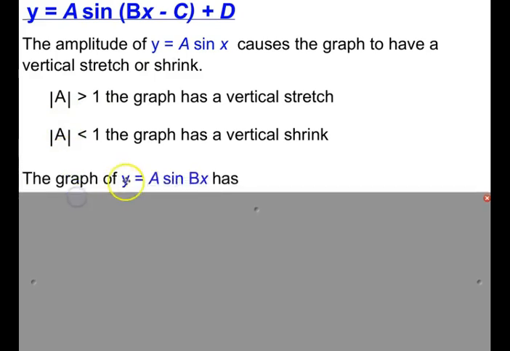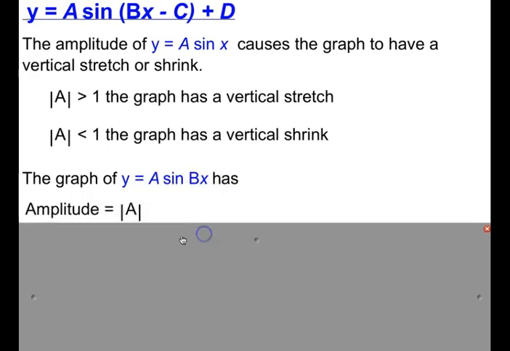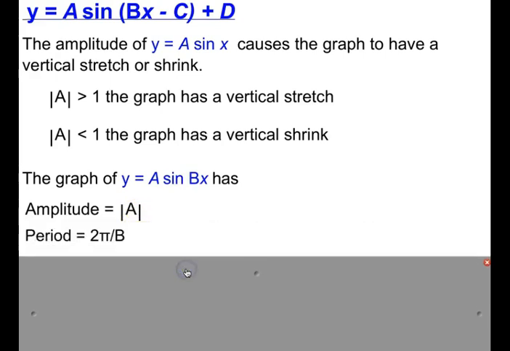We're also going to talk about graphs y is equal to A sine Bx, where A is an amplitude change. Now I'm multiplying inside the function, which is going to cause it to stretch or shrink horizontally, which is going to change the period of my graph. So the amplitude is still going to be the absolute value of A, but now I'm going to have a period of 2 pi divided by B, because my original period is 2 pi. So whatever number is multiplied by x, whether it's in parentheses or not, it's going to change my period to 2 pi divided by that value.